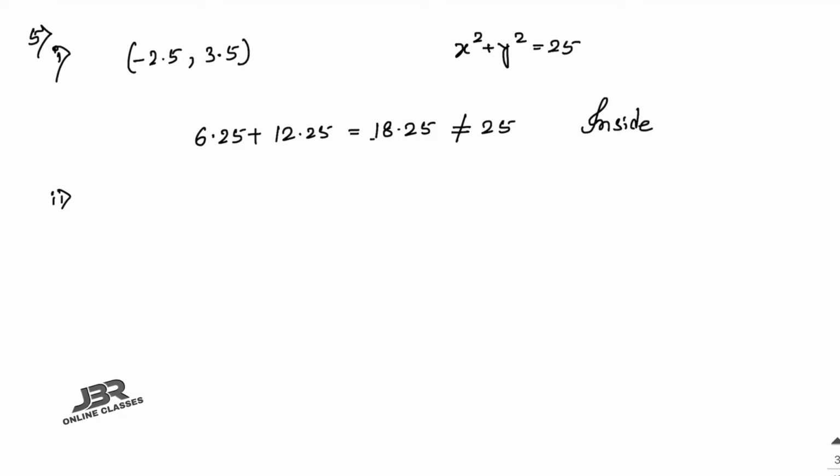Okay, now number 2, here the point is (minus 3, 7). And here the equation is x square plus y square equals 49.